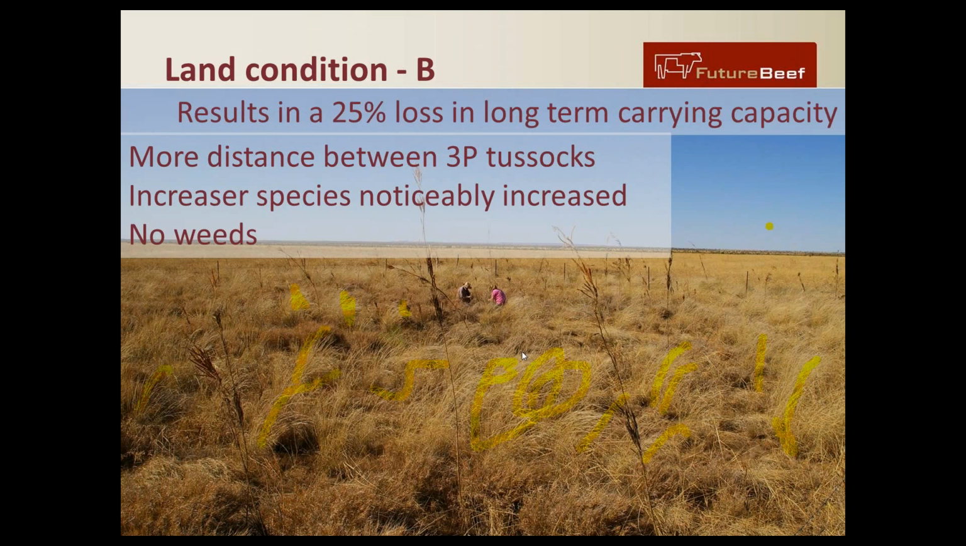Now, having land in B condition will actually result in a 25% decline in long-term carrying capacity. And let me tell you why that is. The reason is because your 3P species, your palatable productive perennial species, which hold the soil together, which can be relied upon year after year to be there, whether it rains or whether it doesn't, there aren't as many of them, or they aren't as healthy. Therefore, land in B condition can only hold 85% of cattle in comparison to what land would have been in A condition.